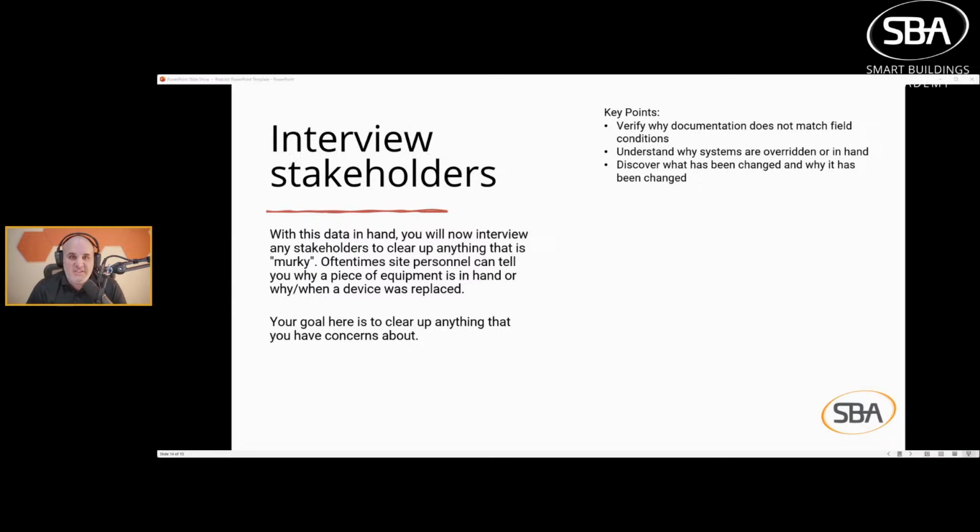So having done all this field verification, you have a really good understanding so that you can ask the appropriate questions of maybe why a piece of equipment is in hand or why the device was replaced, when it was replaced. Your goal here is to clear up anything you have concerns about, verify why the documentation maybe doesn't match the field conditions, understand why any systems are overridden or in hand, and discover what has changed and why it has been changed. So that's it, folks.